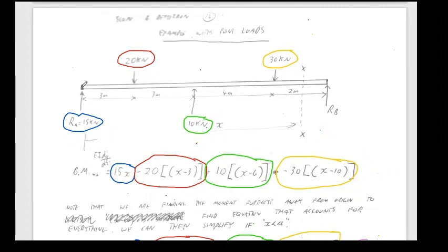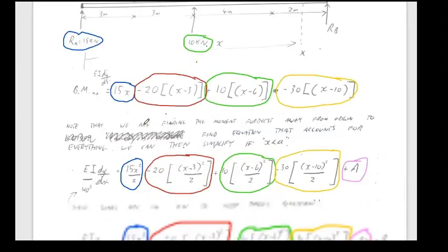So when x equals 0, y equals 0. We also know at this end, when x equals 12, y equals 0, again assuming that my support is infinitely stiff. So we can take those two boundary conditions and work out my two constants of integration.